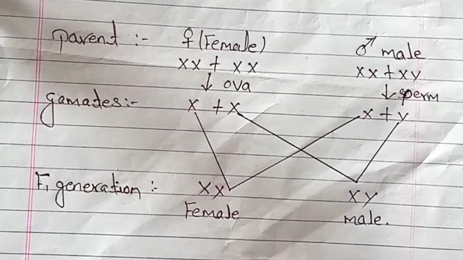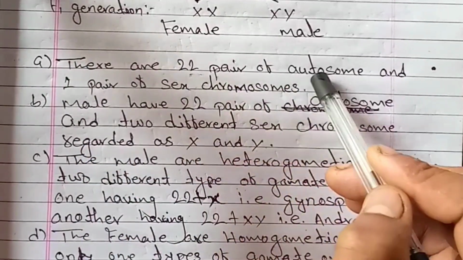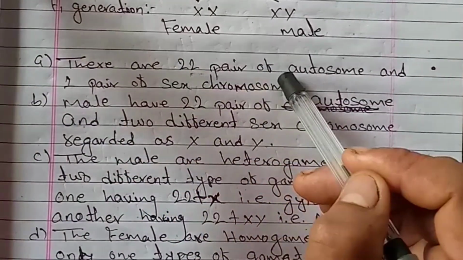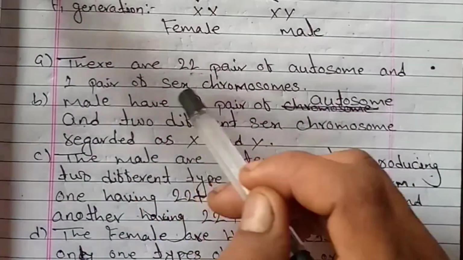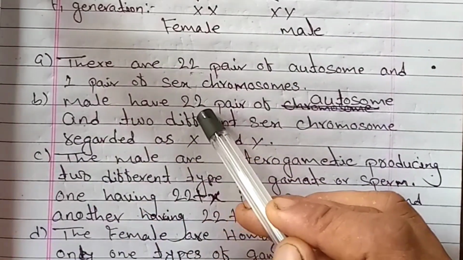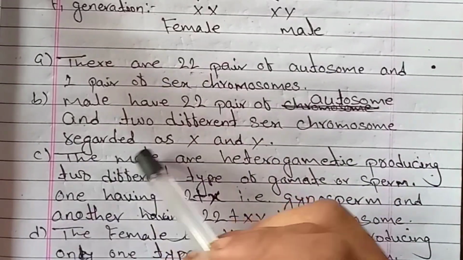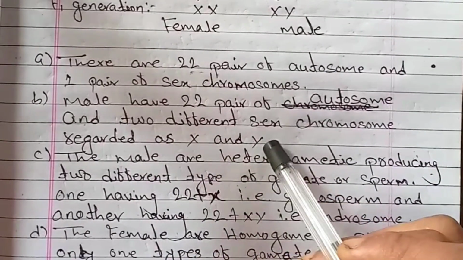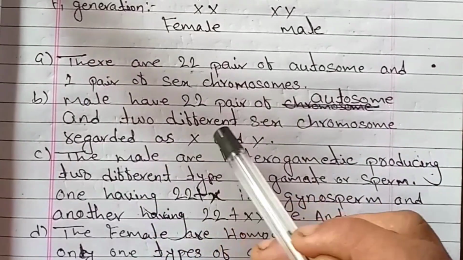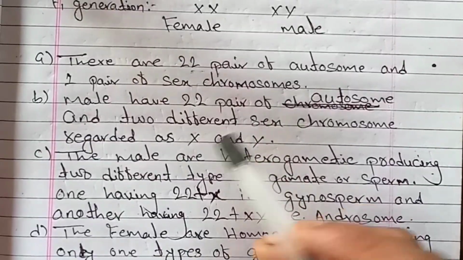Point number A. There are 22 pairs of autosomes and 1 pair of sex chromosomes. Point number B. Male have 22 pairs of autosomes and 2 different sex chromosomes regarded as X and Y.